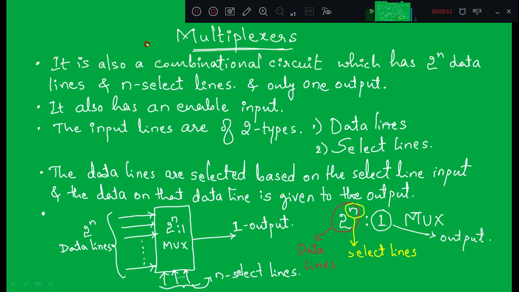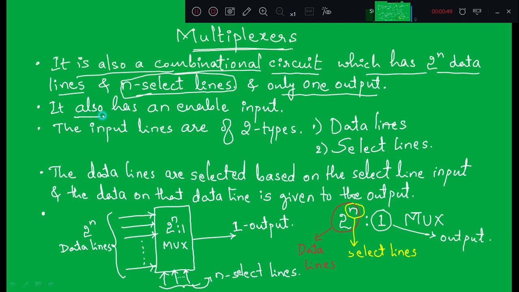In today's class, we will deal with one more combination circuit, which we call a multiplexer. So what is a multiplexer? It is also a combination circuit. What is a combination circuit? A circuit in which the output depends only on the present input. So it is also a combination circuit like a decoder, which has 2 raised to n data lines and n select lines. What are these data lines and select lines? We will come to know later. And it has only one output. It's a combination circuit which has 2 raised to n data lines and n select lines and only one output.